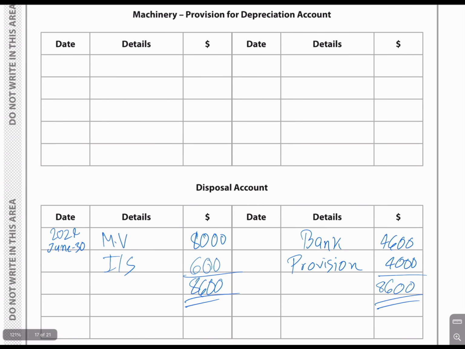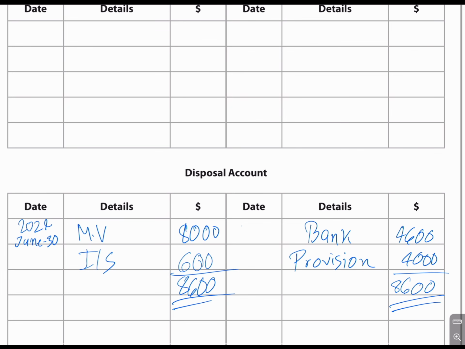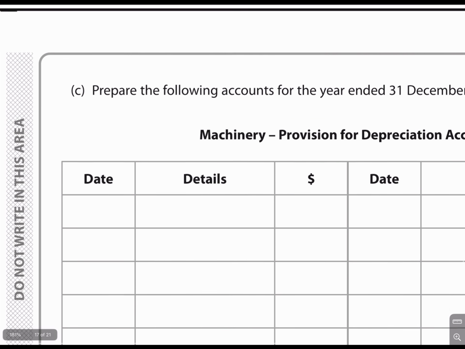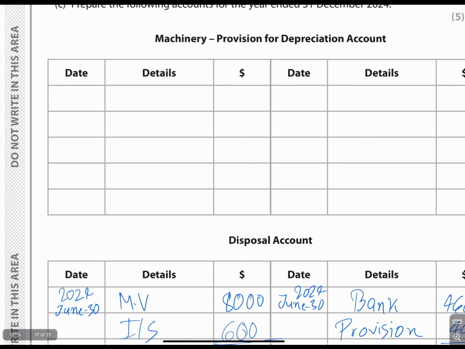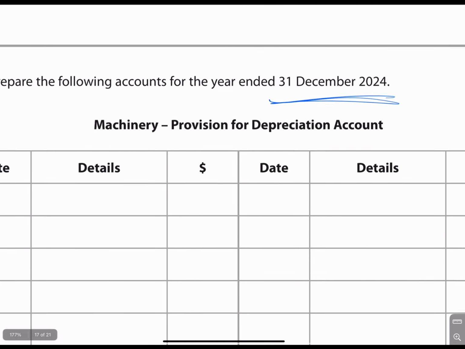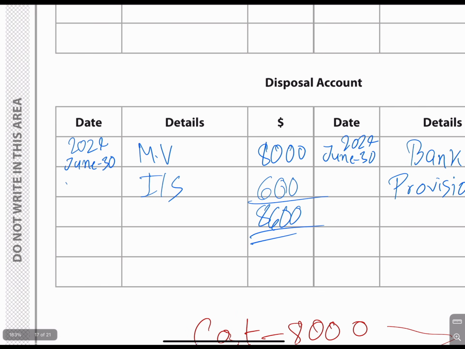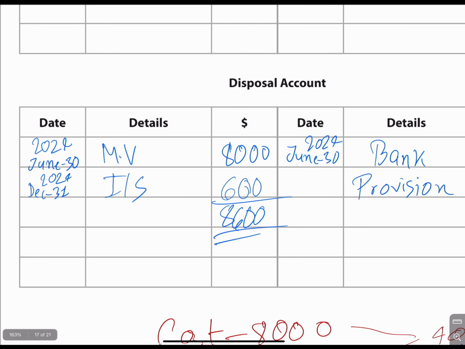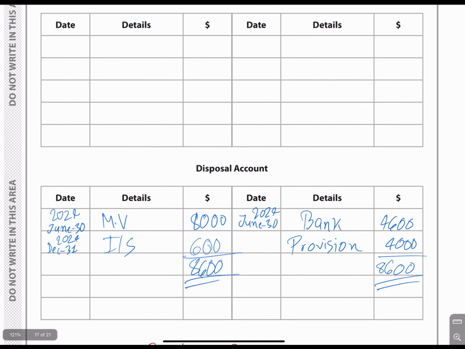Now what about the dates? Always use here the selling date, which is June 30, 2024. And on income statement, make sure to give the last date of the year, which is here 31st December 2024. Why do we do it with this? Because we always do income statement at the end of the year. That's the logic. We are done with disposal account.